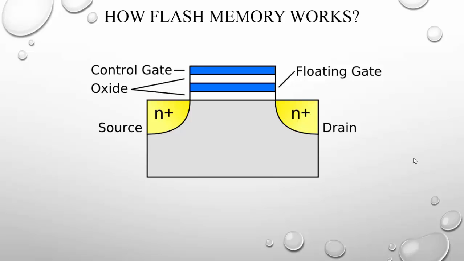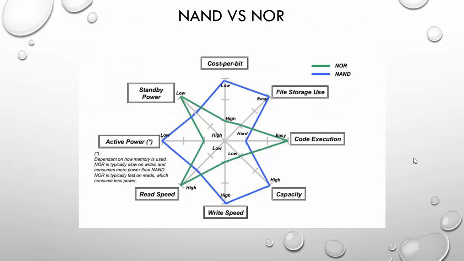So this is basically an overview of how flash memory works, how the two transistors are used, and how the floating gate and control gate are separated from each other. This is the basics of how flash memory works.